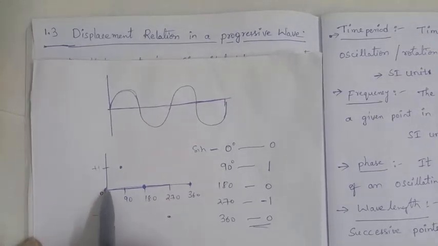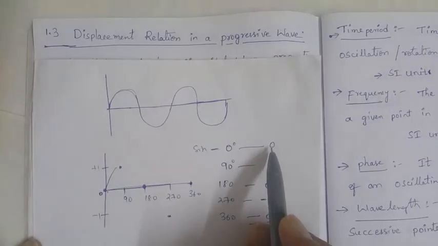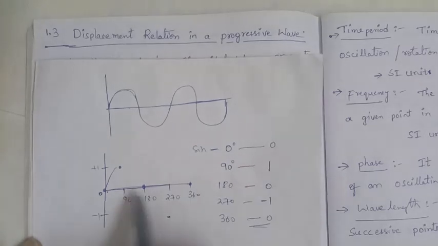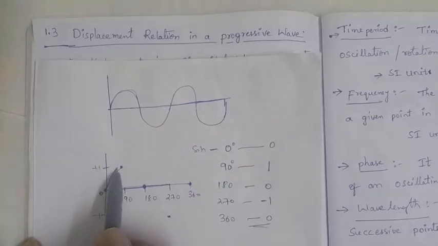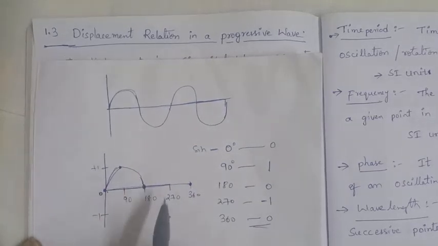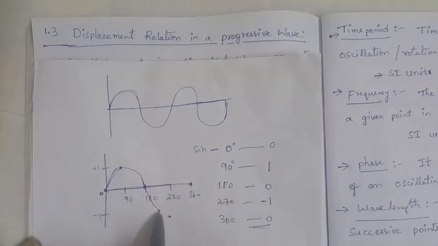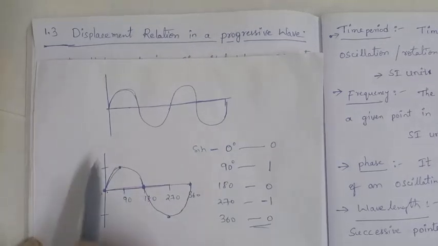So the values increase from 0 to 1 between 0 and 90 degrees, then come back to 0 from 90 to 180, then go down to -1 from 180 to 270, and again from -1 to 0. That's why this is similar to the sine function.